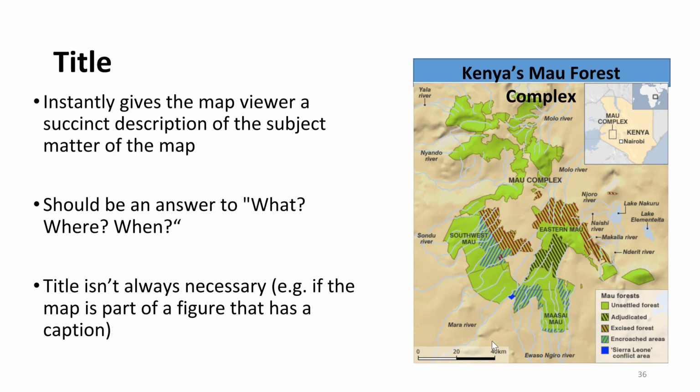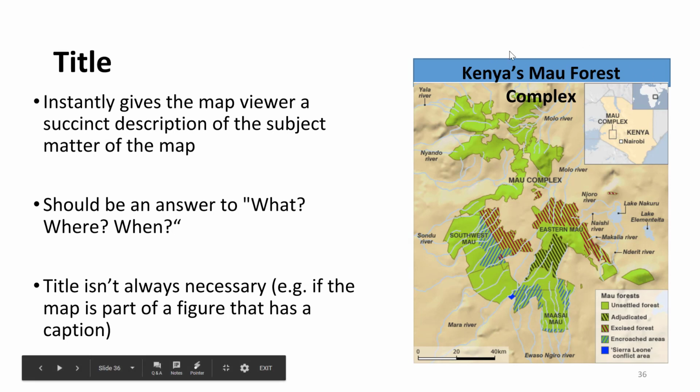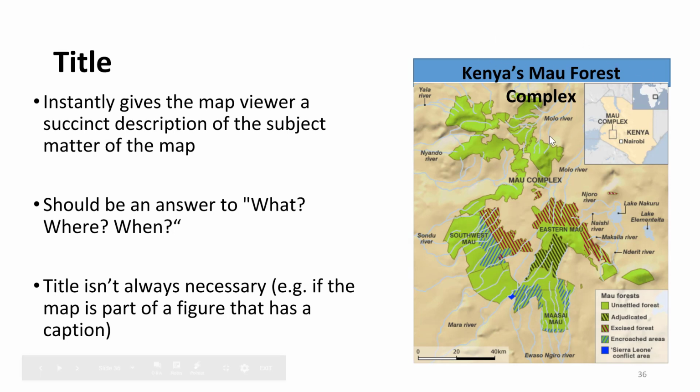Another essential map element is a title. This instantly gives the map viewer a succinct description of the subject matter on the map. Your title should be an answer to what or when or where. And it's not always necessary. For instance, if you have a figure caption with your map, then perhaps you don't need a title. However, if you have a standalone map, then a title would be necessary. So this map here has a great title, and it helps us to know immediately what we're looking at on the map.